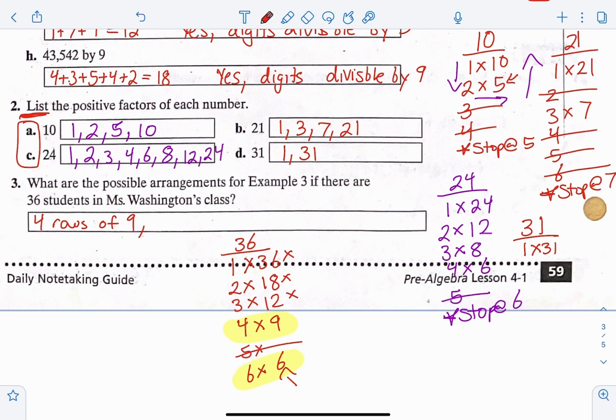Or we could have 6 rows of 6. And those are the only ways that we can arrange Miss Washington's class that meet the criteria of having at least 5 students, and no more than 10 per row. All right, nice job, everybody. That concludes the notes for Chapter 4, Section 1.